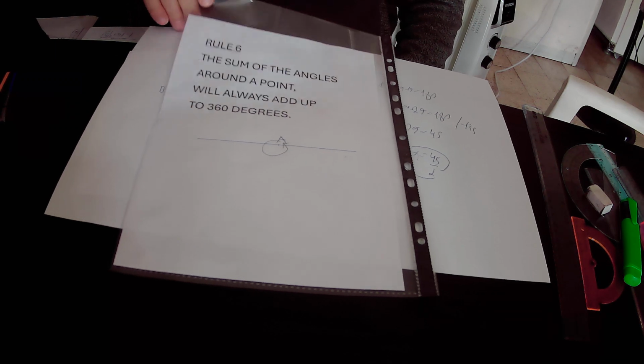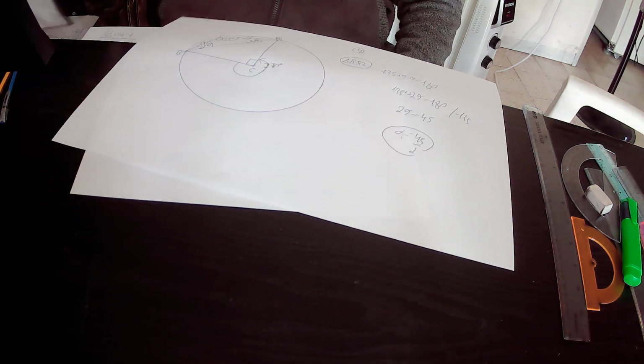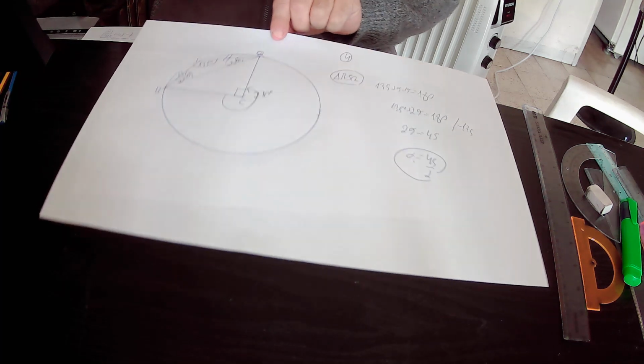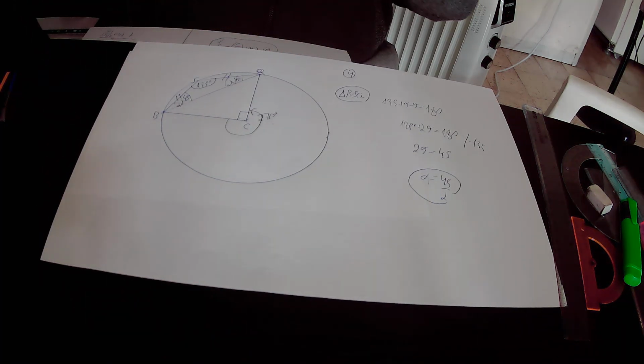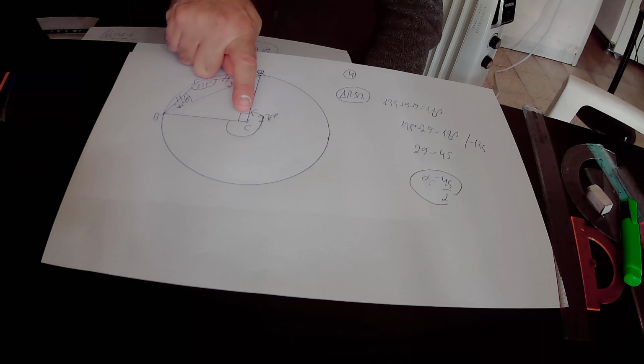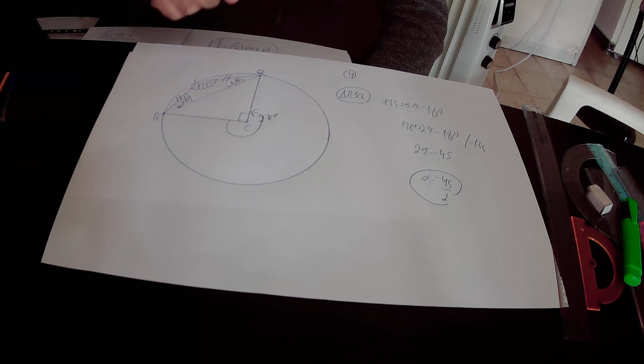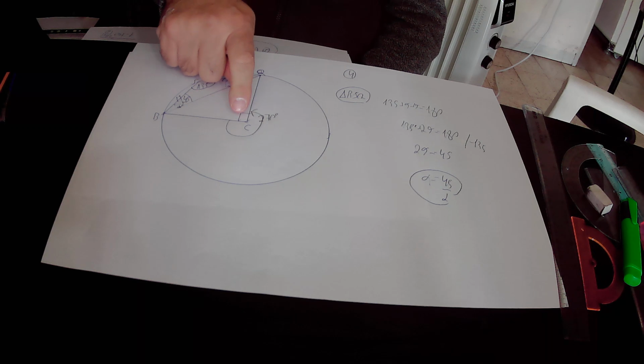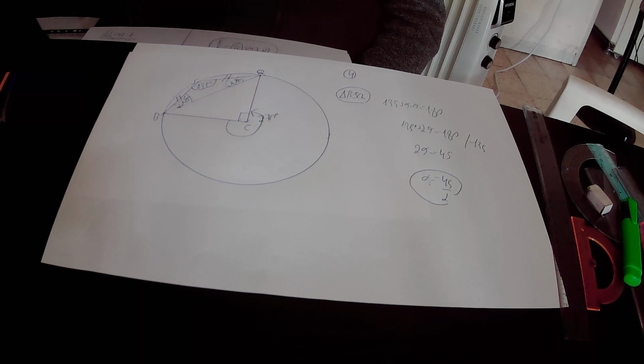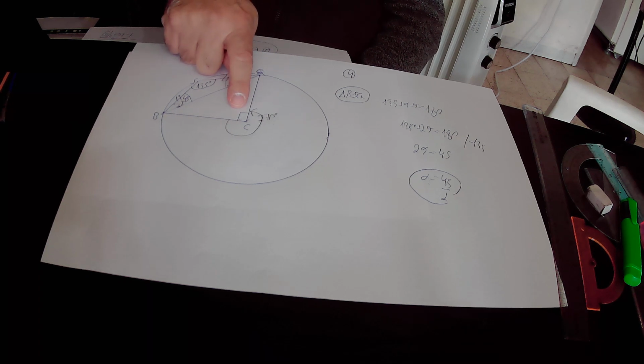So we can actually implement rule number 6 in our drawing. Why? Because in our drawing, if we focus on point C, according to rule number 6, the sum of the angles around point C must be equal to 360 degrees. So which angles do we have around point C? We have this angle that is equal to 90 degrees.